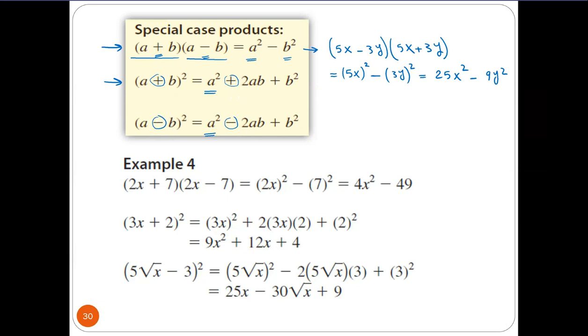Okay. And 2, this is in the law: 2 multiply the first multiply the second, meaning 2ab plus b square.